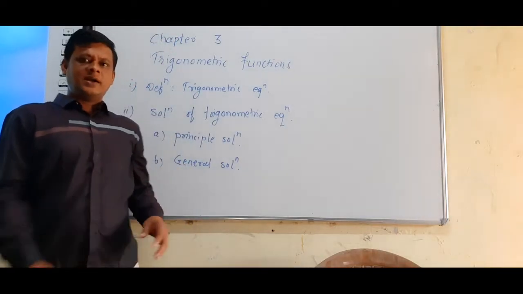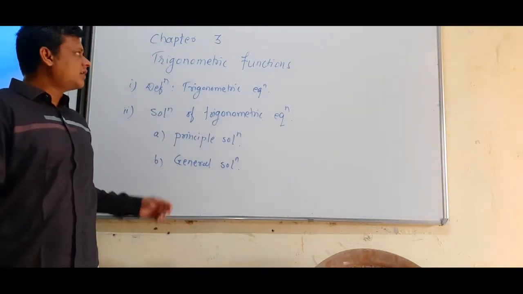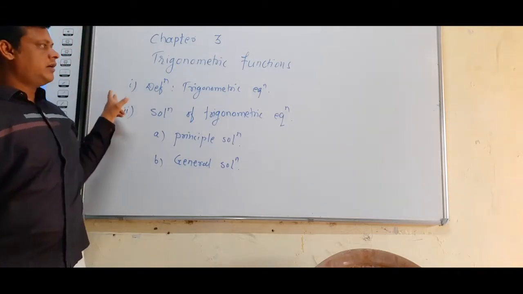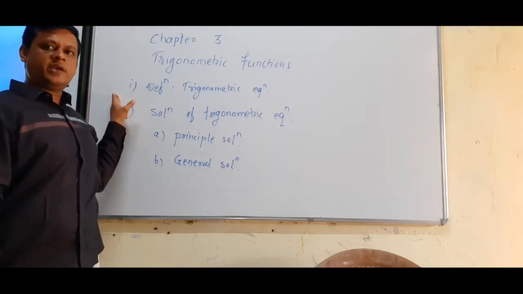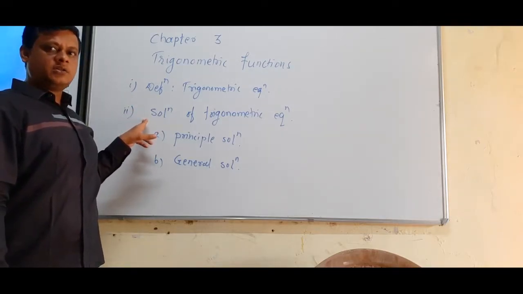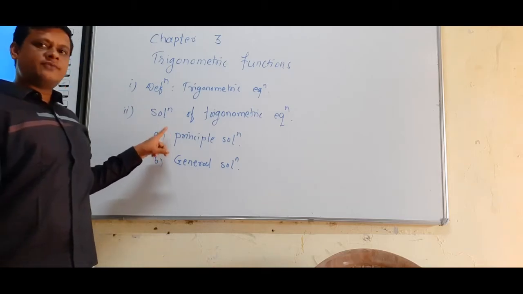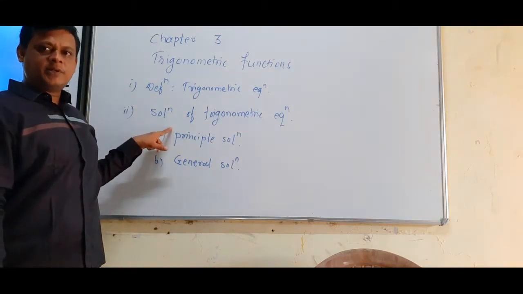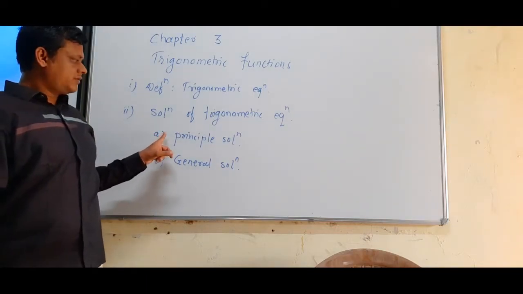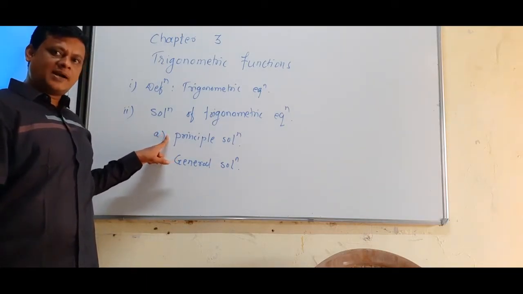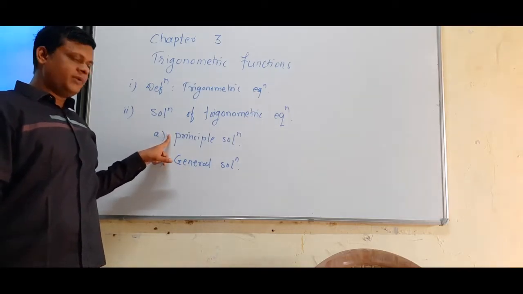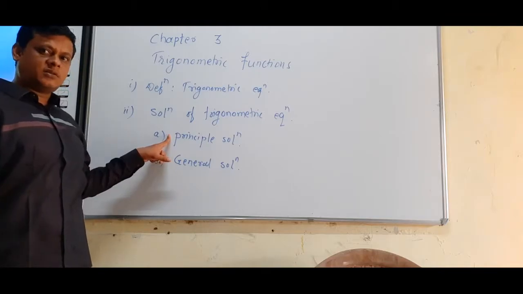In the last part, part 3, we started this trigonometric function chapter. In that we saw the definition of a trigonometric equation, then the solution of a trigonometric equation. Then there are two types of solution, principal solution and general solution, that we discussed in the last part 3. Now today we solve the problems on principal solution from exercise 3.1.